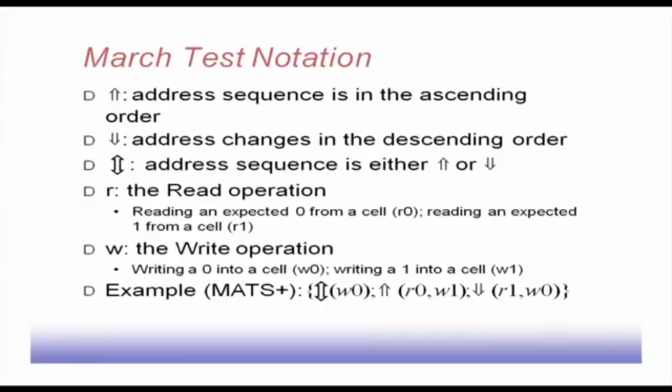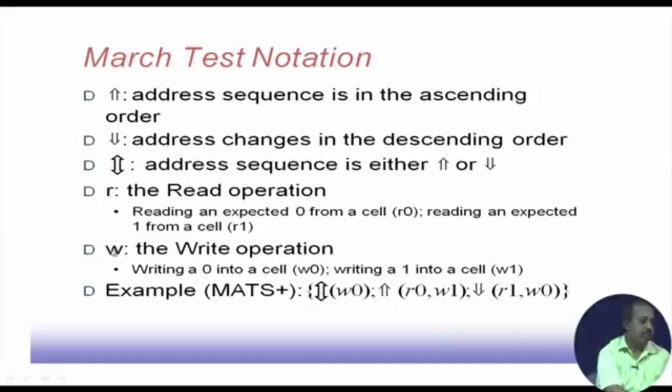And as far as the operations are concerned, as we know, for memory the operations are a read operation, which we will represent by R, or a write operation, which we will represent by W. While writing, we can write a 0 to the cell or we can write a 1 to the cell. So, this is W0 or W1.